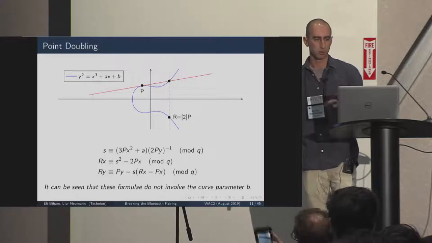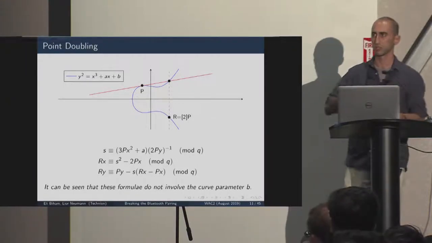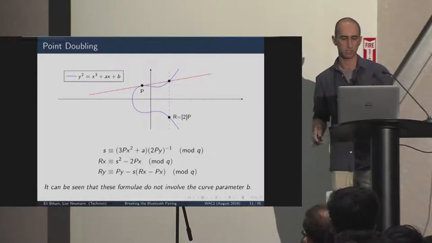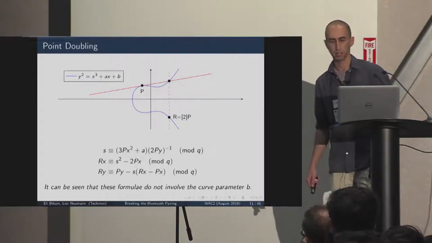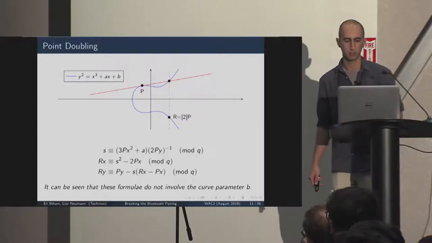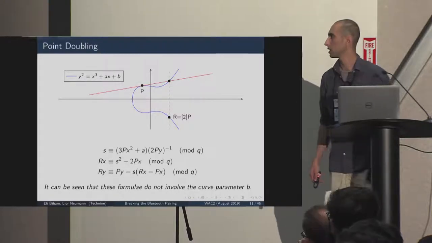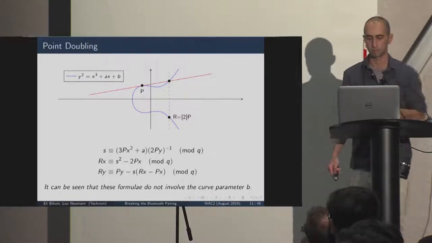Now we'll move on to point doubling. Very similarly, but instead of taking two points and finding the line that crosses both points, we simply take the tangent line at point P, and then again find the second point of intersection, inverse that point, and get the resultant point. Note that this formula also does not involve the B parameter of the curve.